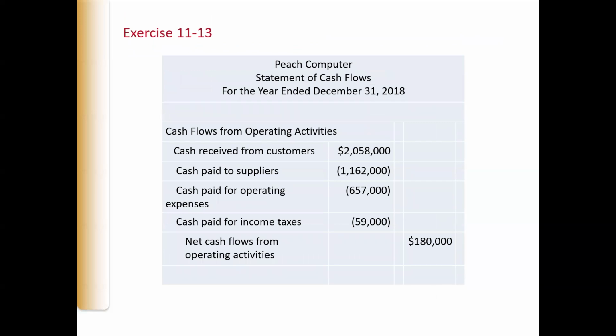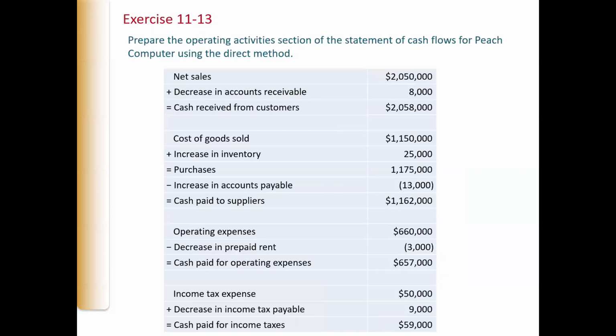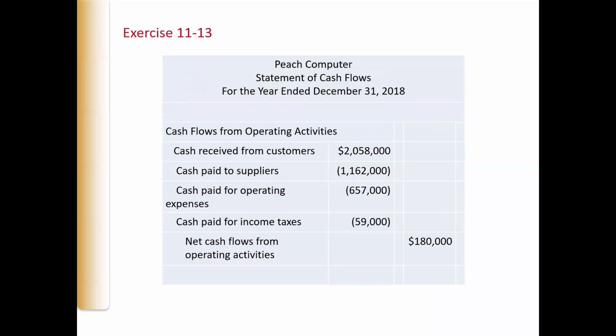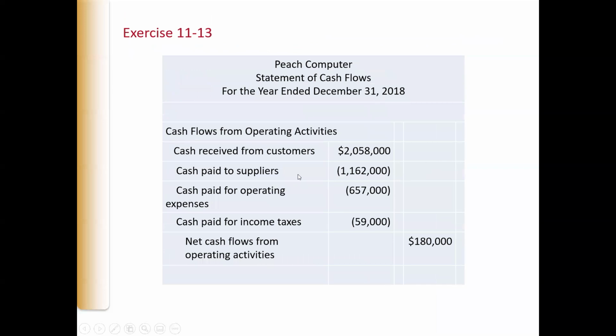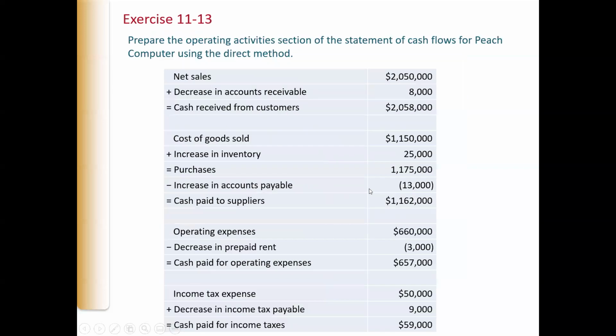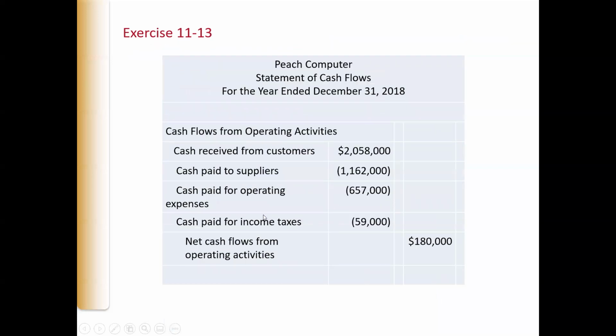So in this example, cash received from customers, $2,058,000, shown here. Cash paid to suppliers, $1,162,000, as shown in this section. Cash paid for operating expenses, as shown here, and cash paid for income taxes. Gives us our net cash flows from operating activities.